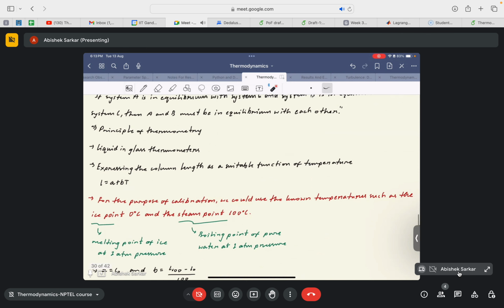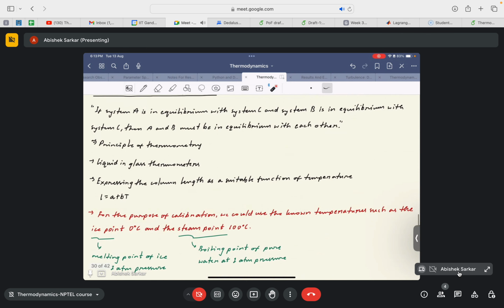In the case of a liquid in glass thermometer, we express the column length as a suitable function of the temperature. If we are using mercury as a fluid to measure temperature, then this rise in the length of the liquid column of mercury is denoted as a simple linear function of temperature. So L is the length of the liquid column, A and B are constants, and T is the temperature that we are measuring.